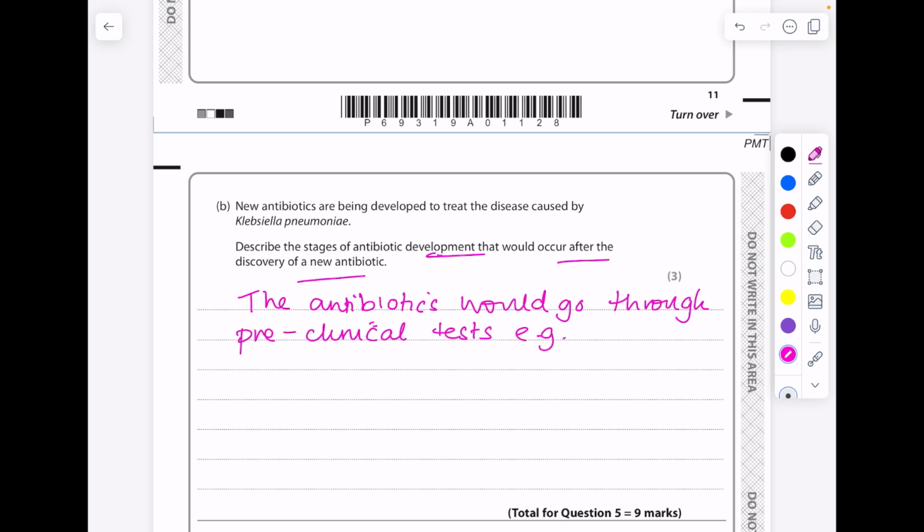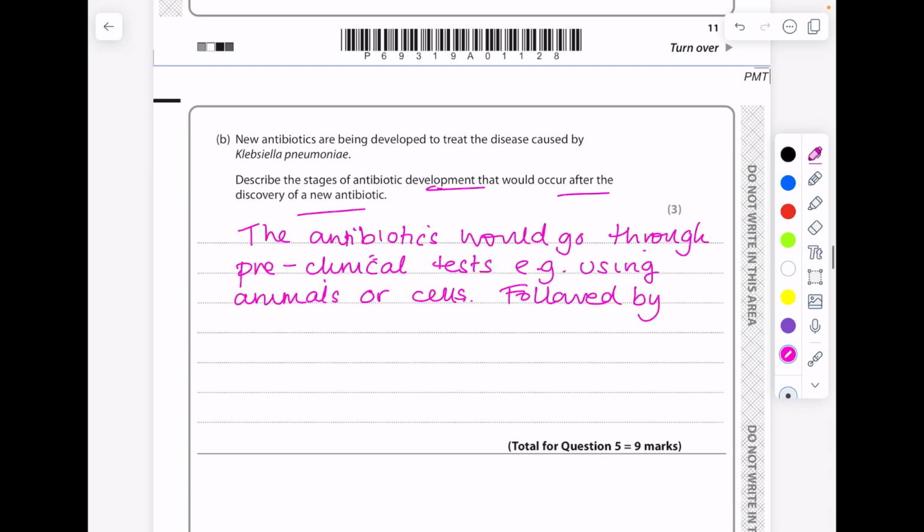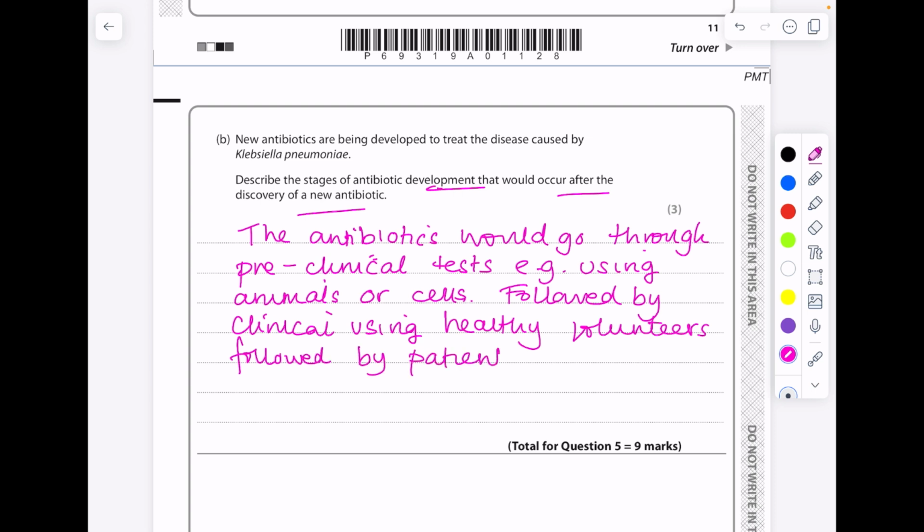e.g. using animals or cells, followed by clinical tests, which remember involve the use of, first of all, healthy volunteers, followed by patients. And remember, it's always good to use a double-blind trial, which is when neither the patient or the doctor knows who's been given the active drug.